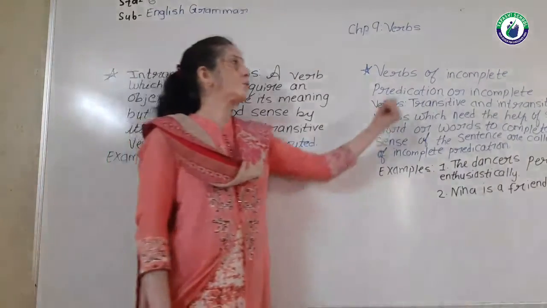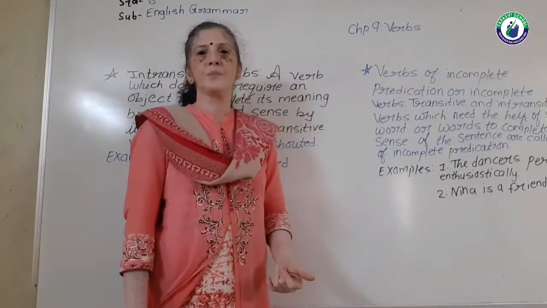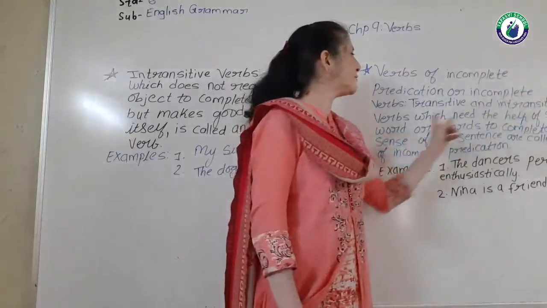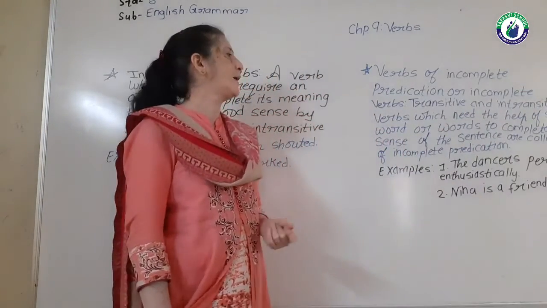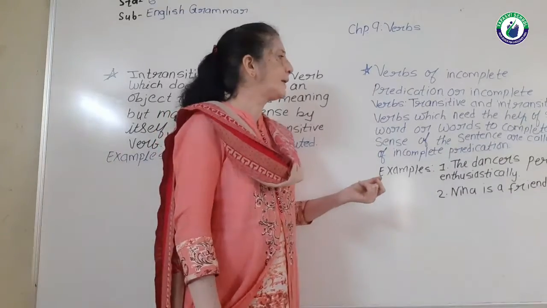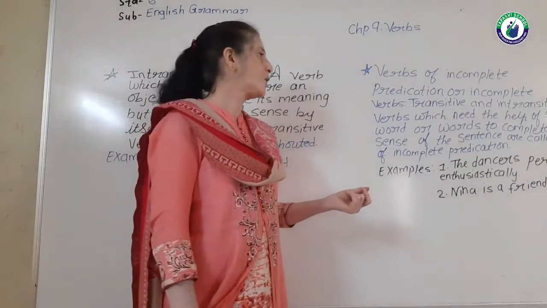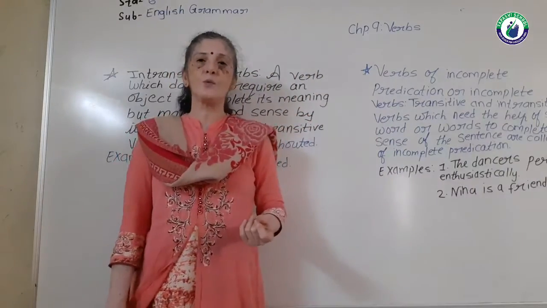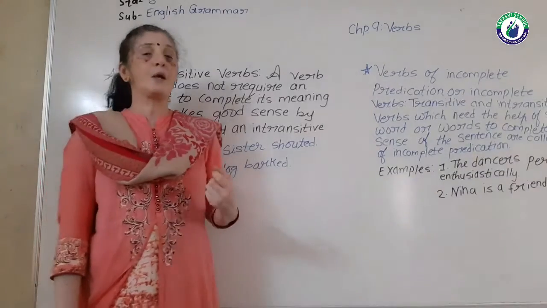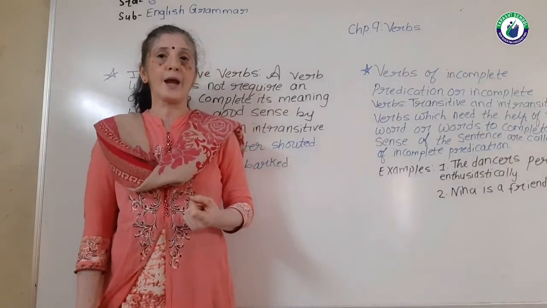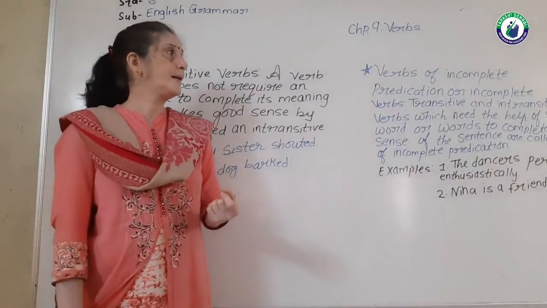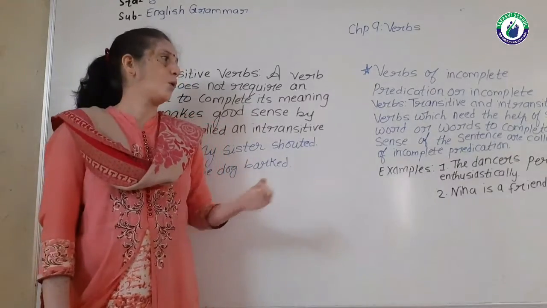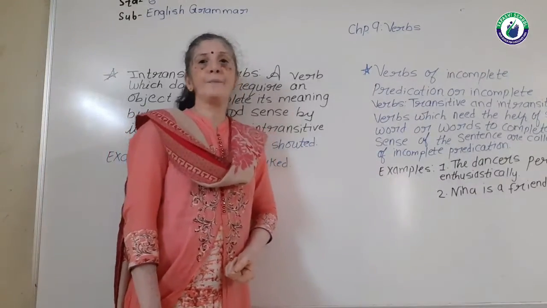And see, the next is verbs of incomplete predication. What are verbs of incomplete predication? Transitive and intransitive verbs which need the help of some word or words to complete the sense of the sentence are called verbs of incomplete predication. See, sometimes transitive and intransitive verbs require some other words, not the object, to complete the sentence, right? Those words are called verbs of incomplete predication.